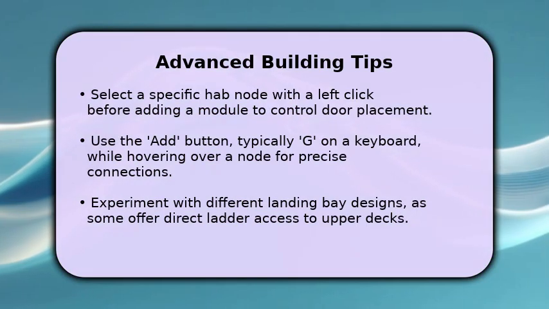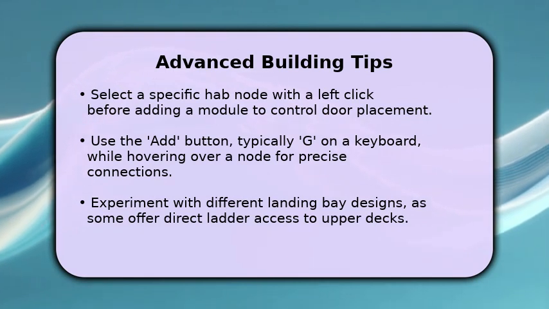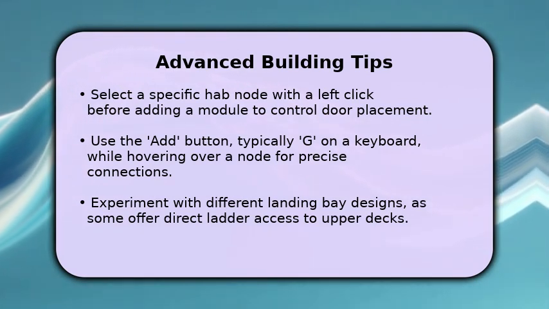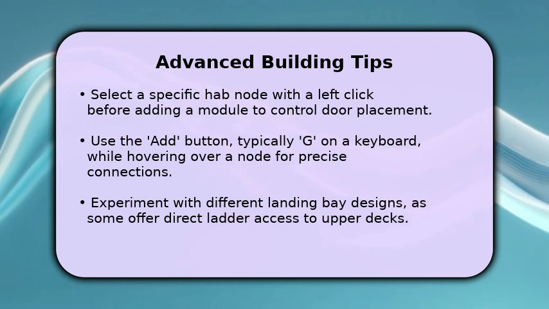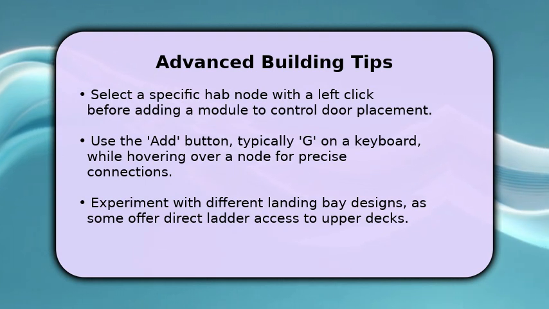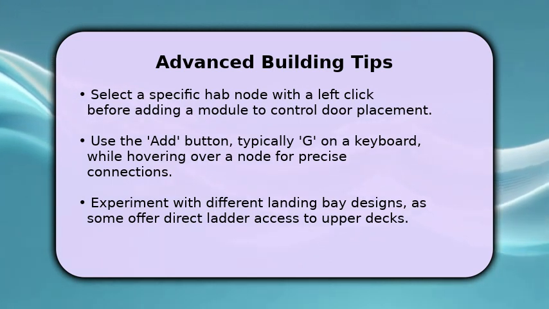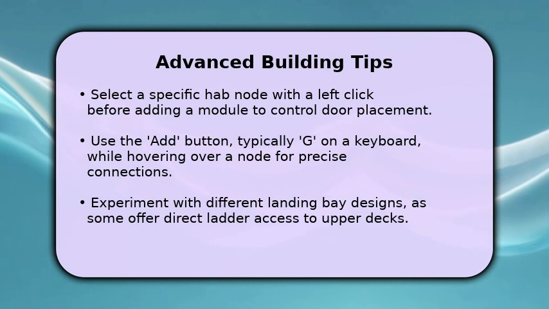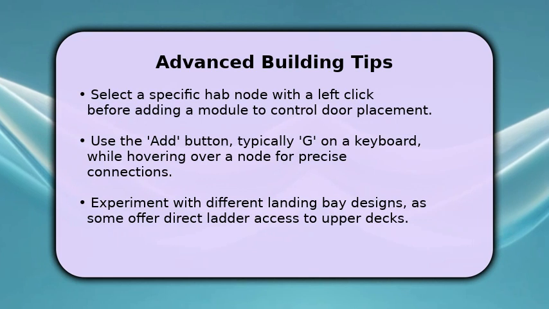For more control over your ship's interior, you can influence door placement. Instead of simply dragging a module, select the specific connection node on an existing hab with a left click, then press the Add button, often G on PC, to attach a new module. This helps prevent random door generation. Also, explore various landing bay types. Some, like the Deimos 120 LD, feature an integrated ladder, allowing direct vertical access to an upper deck without needing an intermediate habitat module.